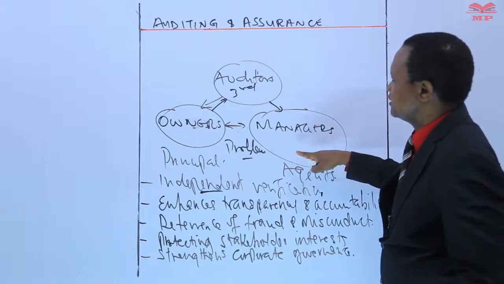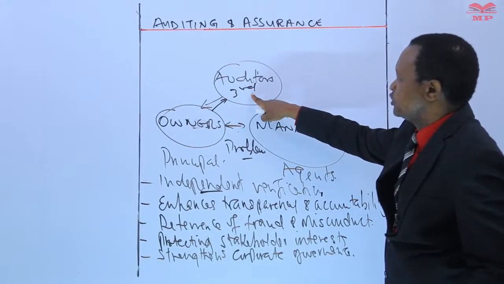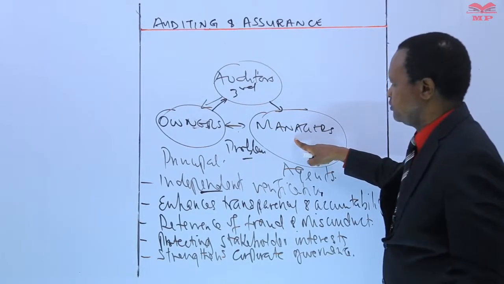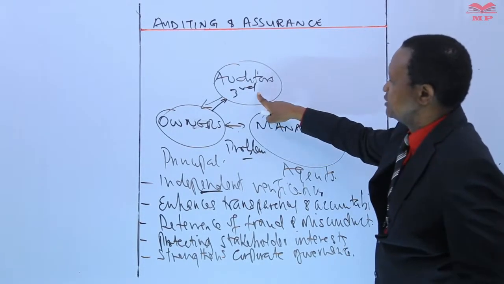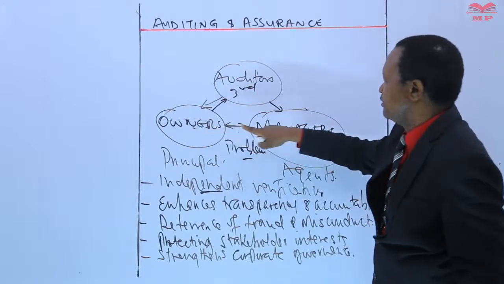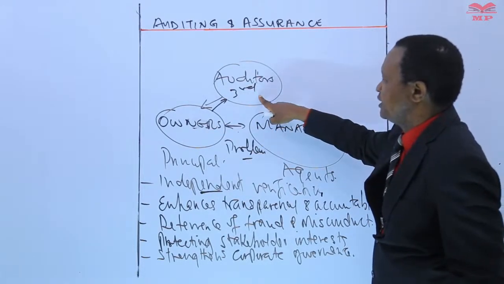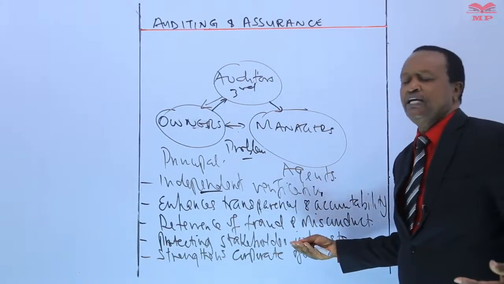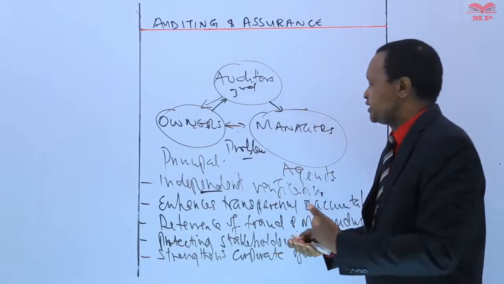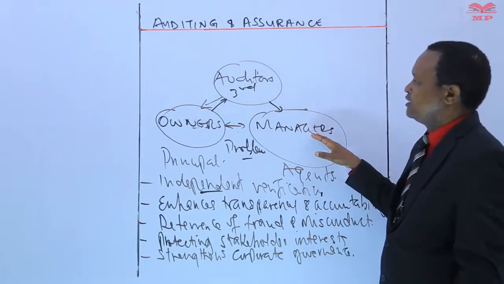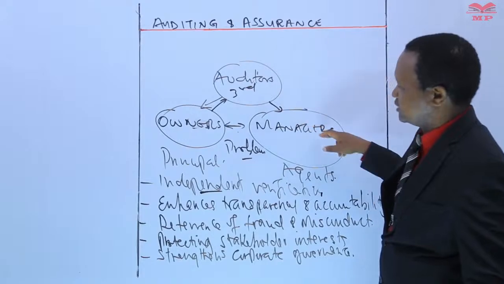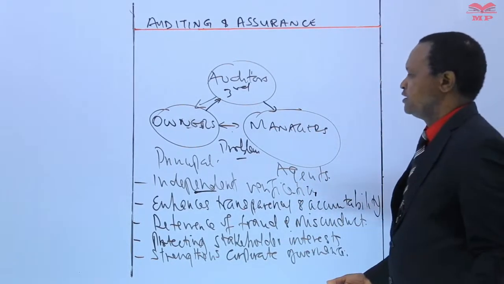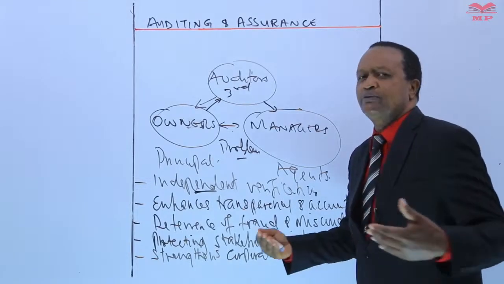But by the very fact that managers know that there is a watchdog, they are likely to engage in ethical conduct, without which the auditors will report to the owners who may fire them. So you see, auditing, being a watchdog, contributes to the sustainability and the stability of the corporate world. And companies that have independent auditors who are objective are likely to experience long-term success.